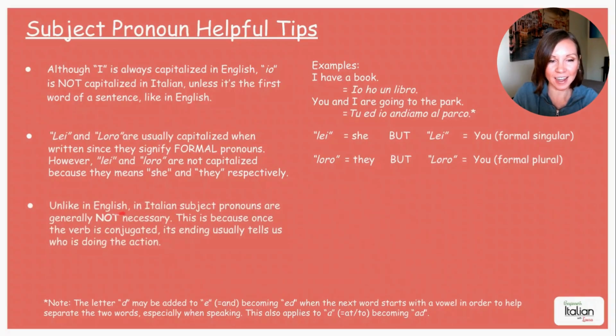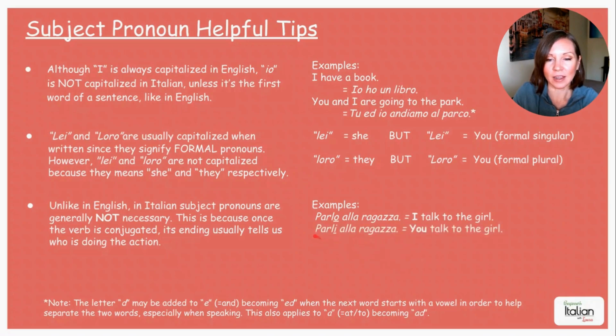Unlike in English, in Italian, subject pronouns are generally not necessary. This is because once the verb is conjugated, its ending usually tells us who's doing the action. For example, parlo alla ragazza is I talk to the girl. Okay, you can tell because parlo ends in an O. We'll discuss that a little bit further in the next module. Okay, and just another example, parli alla ragazza is you talk to the girl. You could tell because of the ending.